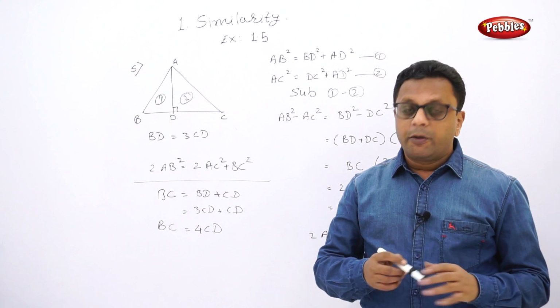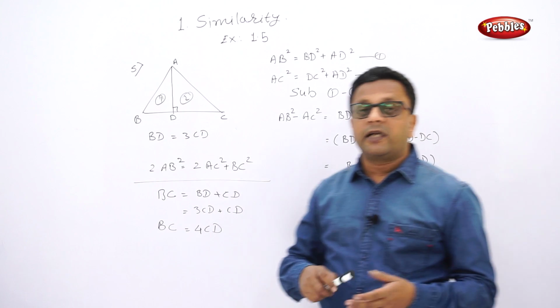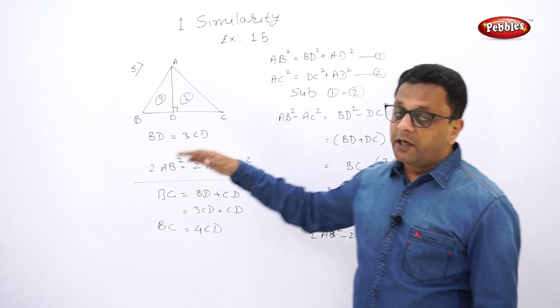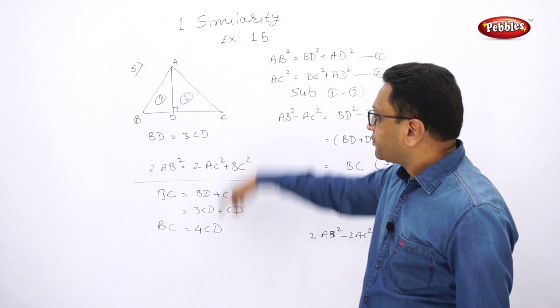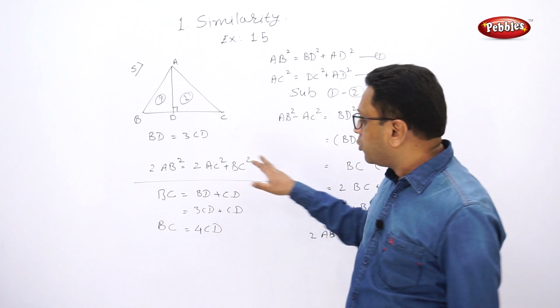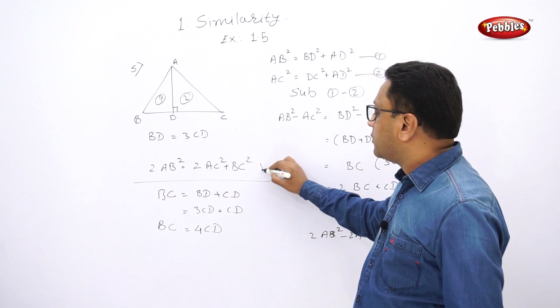Why? Because students don't understand what to do and why. Okay, so let me explain you once again. We have been given that BD is equal to 3CD and we have to prove that. This is to be proved.